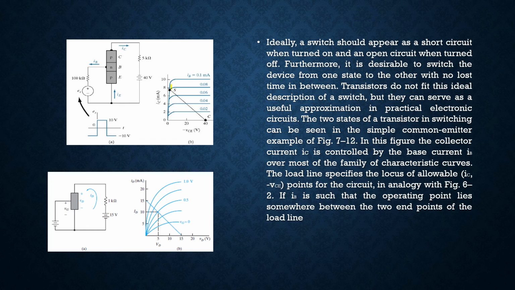The two states of a transistor in switching can be seen in the simple common emitter example of this figure, which is shown on the top. In this figure, the collector current IC is controlled by the base current over most of the family of characteristic curves. And this resembles the load line of our transistor, which we studied in chapter number 6 when we were discussing the FETs.